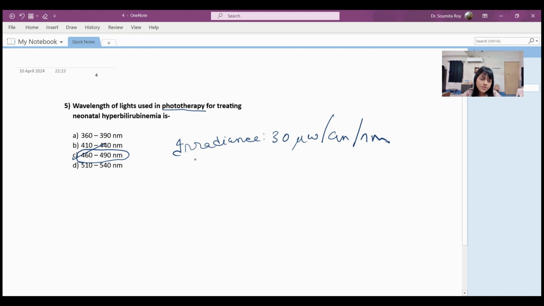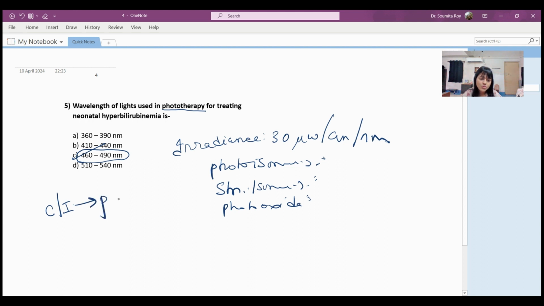Next is, what is the mechanism of action of phototherapy? So all of you know that it is photoisomerization, structural isomerization, and photo-oxidation. And one more important potential MCQ which may be asked is, what is the contraindication of phototherapy? Only one absolute contraindication of phototherapy is porphyria.